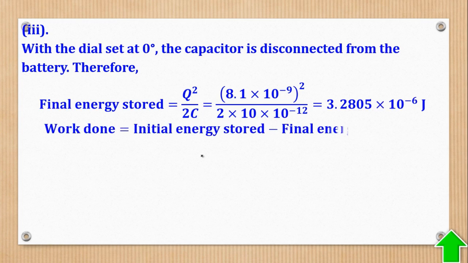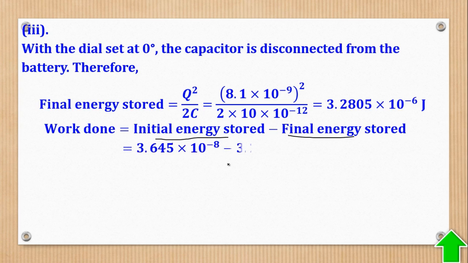But they want work done. So work done will be initial energy stored minus final energy stored. When I subtract the two, I'll be able to get the answer they wanted.